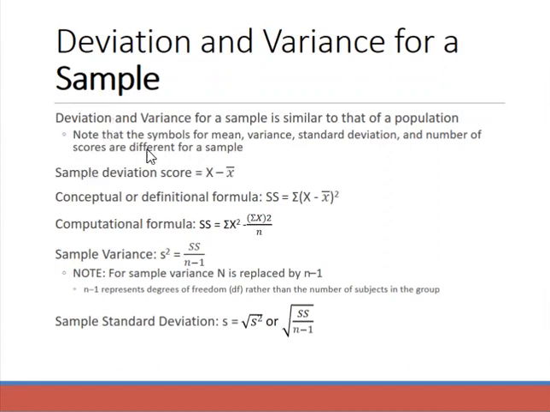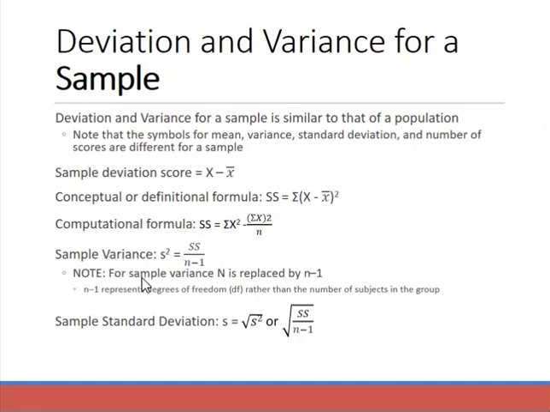So really the biggest change is a symbol, and rather than dividing by capital N, we're dividing by n minus 1. So here the deviation score for a population was x minus mu. Here for a sample, the deviation score is x minus x bar, or you might also see x minus capital M. For the conceptual formula for the sum of squares, we've got x minus x bar instead of x minus mu. Again, essentially the same. For the computational formula, again, we're dividing by lowercase n instead of uppercase n.